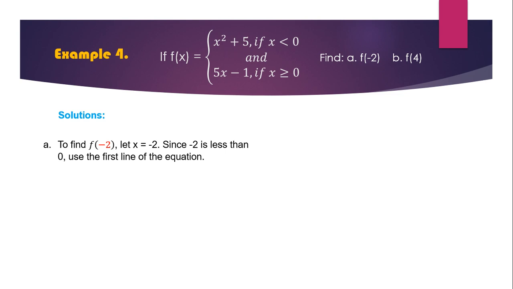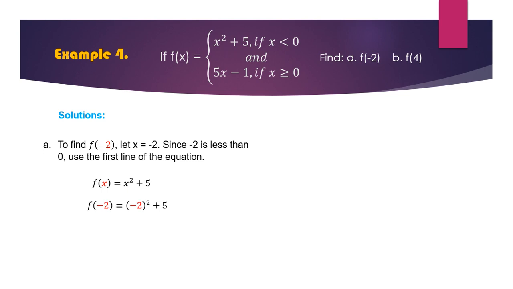Since negative 2 is less than 0, we're going to use the first line of the equation, which is x squared plus 5, because it states that we use this one if x is less than 0. So f of x is equal to x squared plus 5. Substitute x by negative 2.